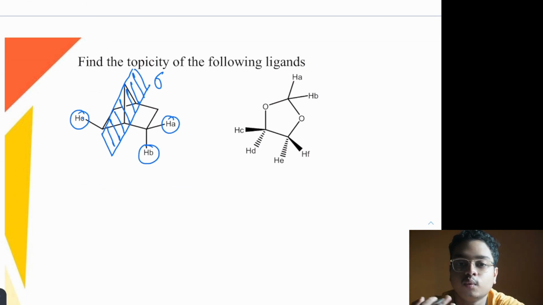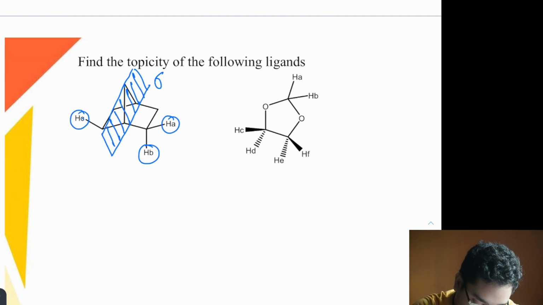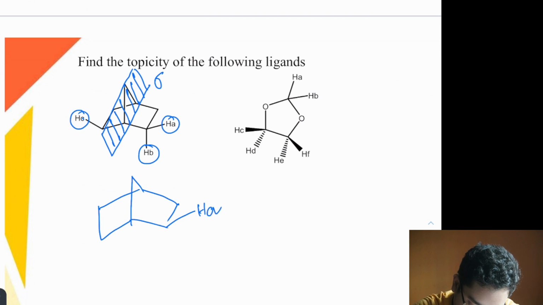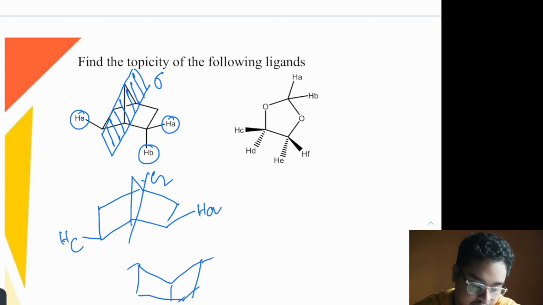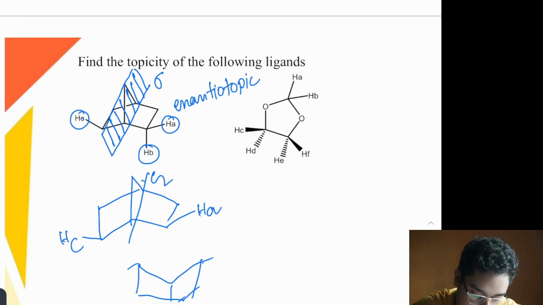Now you may ask why not C2 symmetry? If we do a C2 here, it will not become the same molecule. If we do a C2 symmetry, the ring will get flipped, so the exact molecule is not obtained. So this will be enantiotopic. And between HA and HB there is no relationship. That means this will be diastereotopic.